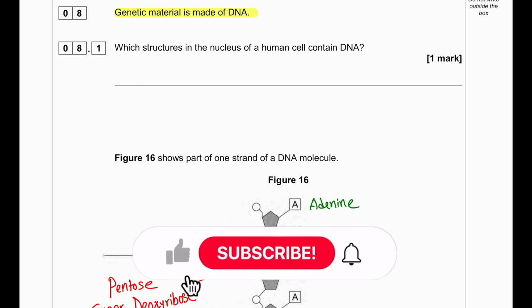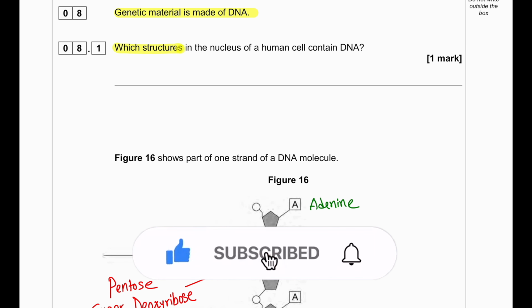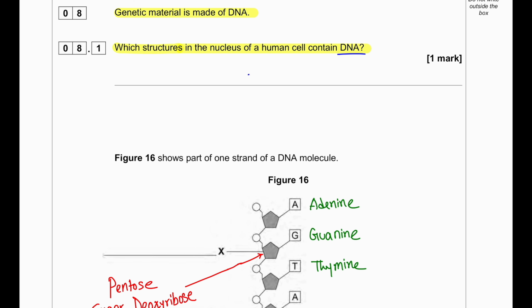Genetic material is made of DNA. Which structures in the nucleus of a human cell contain DNA? So DNA is contained within chromosomes. So chromosomes should be the answer. If you are tempted to write gene or allele, your answer will be correct. However, a better answer is chromosome.